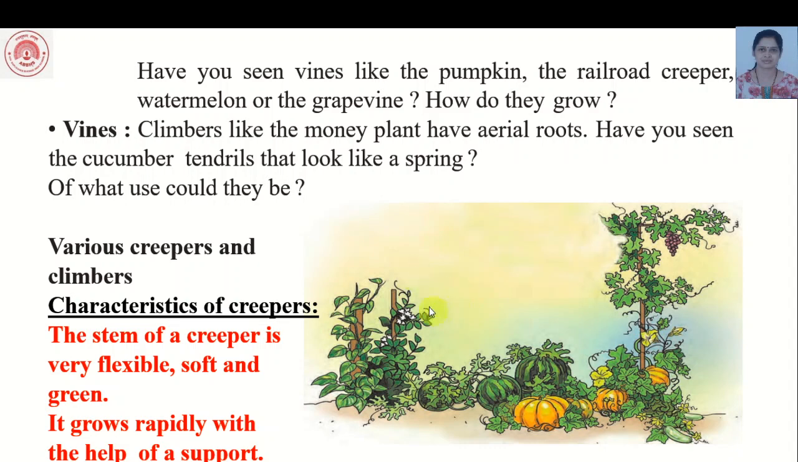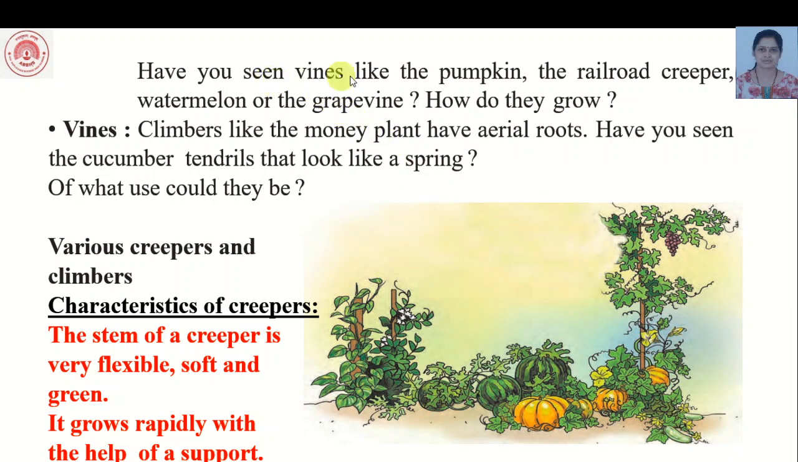Observe this picture. These are vines. Some vines require vertical support. They are called climbers, and some vines require horizontal support, meaning they spread on the ground. They are creepers. So watermelon and pumpkin are creepers. Grapevine and money plant are climbers.